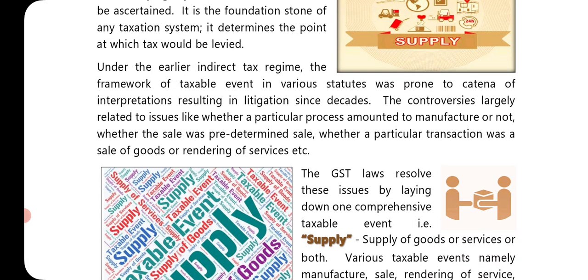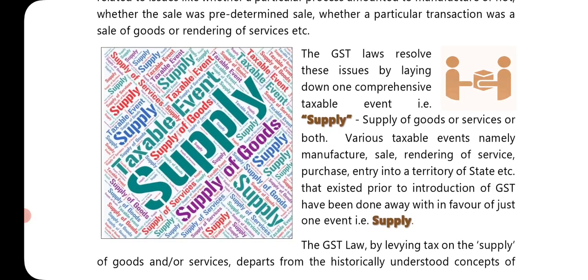Under the earlier indirect tax regime, the framework of taxable event in various statutes was prone to a catena of interpretations, resulting in litigation since decades. The controversies largely related to issues like whether a particular process amounted to manufacture or not, whether the sale was predetermined sale, whether a particular transaction was a sale of goods or rendering of services, etc. The GST law resolves this issue by laying down one comprehensive taxable event, that is supply. It includes supply of goods or services or both.